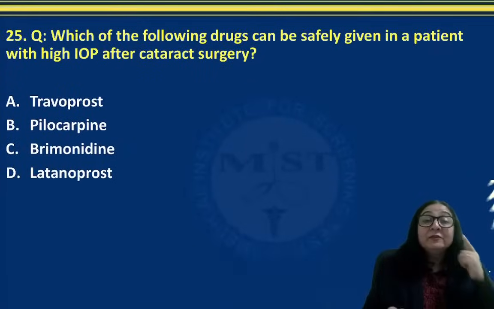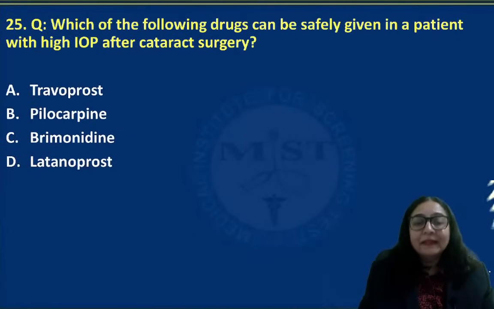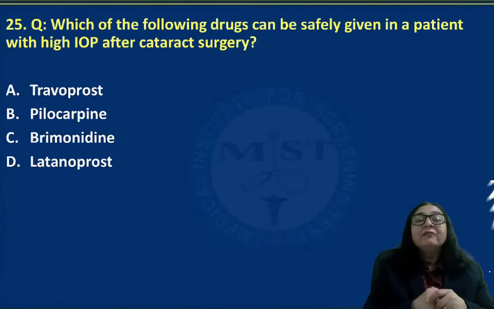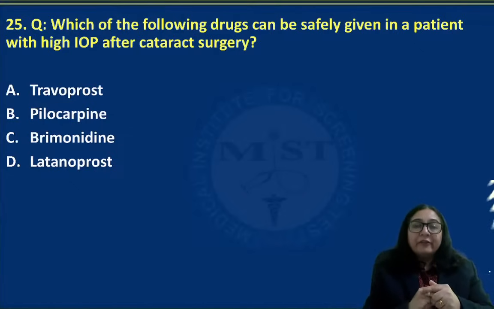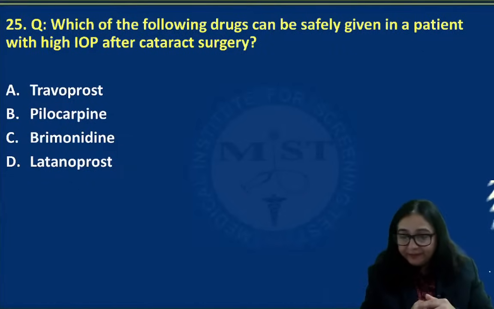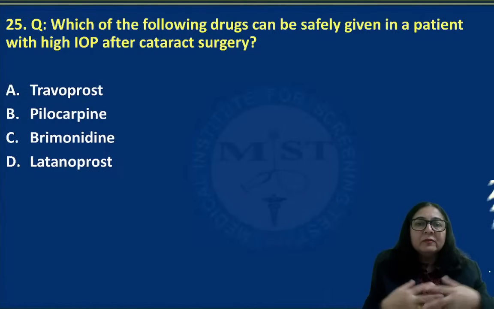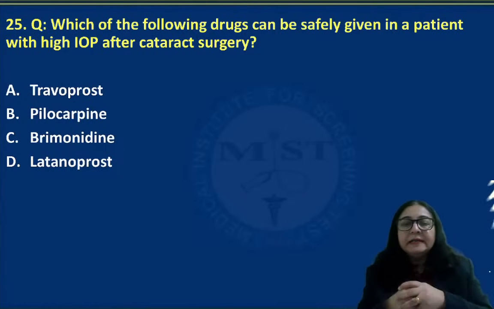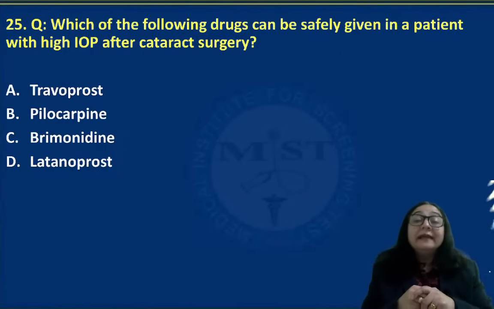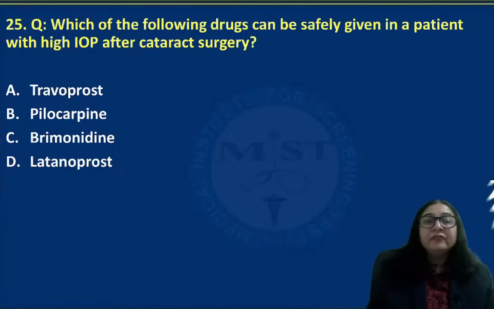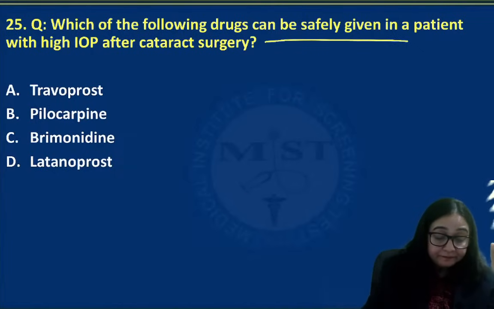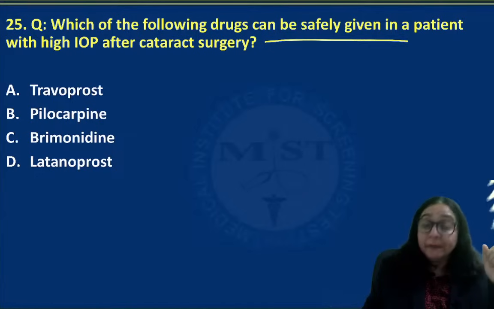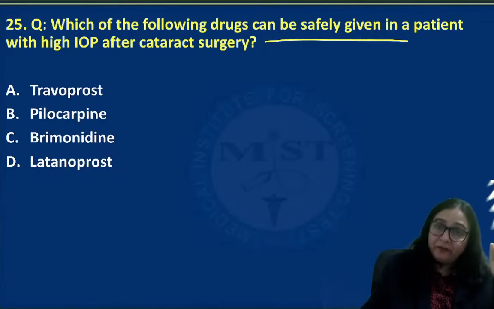Coming to the last question of this session. Again, a very easy one, but an important one. Which of the following drugs can be safely given in a patient with raised intraocular pressure after cataract surgery? So the patient underwent cataract surgery, and sometimes in the post-op period, the patient can develop high intraocular pressure. Which drug can be given safely in such a scenario? The choices are travoprost, pilocarpine, brimonidine, latanoprost.